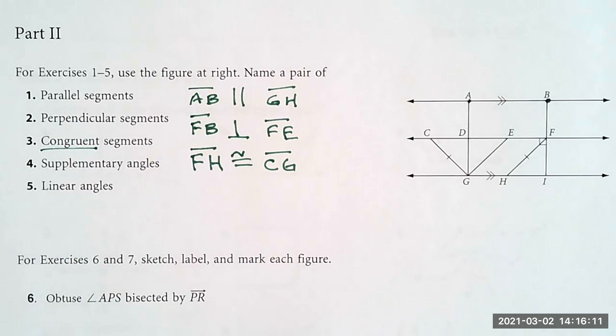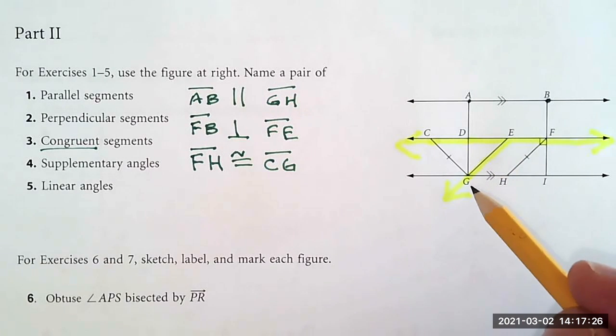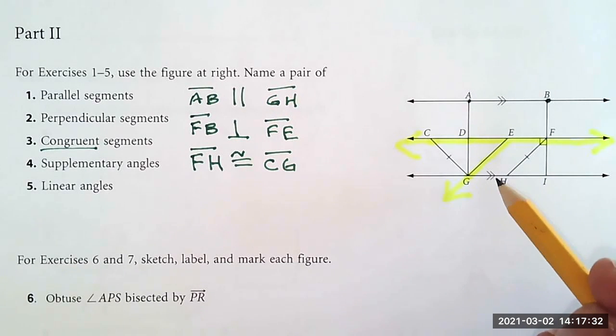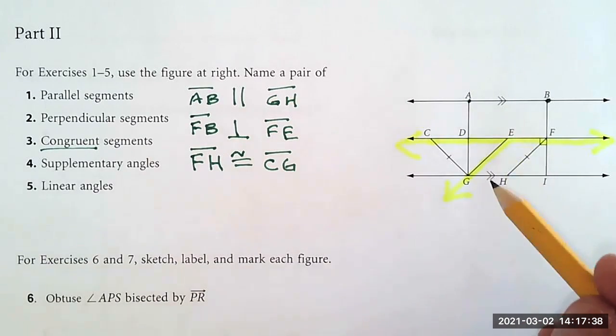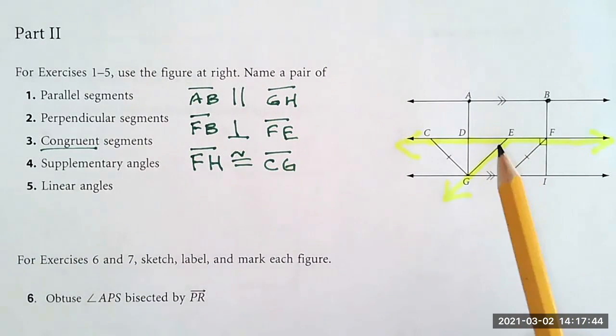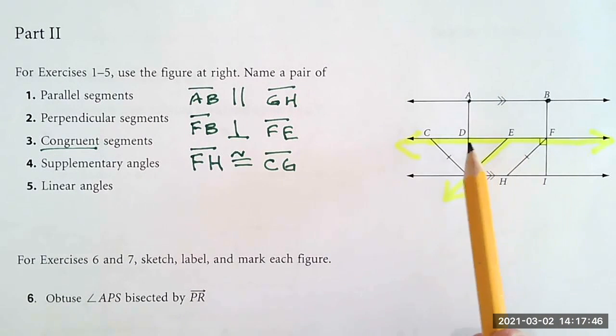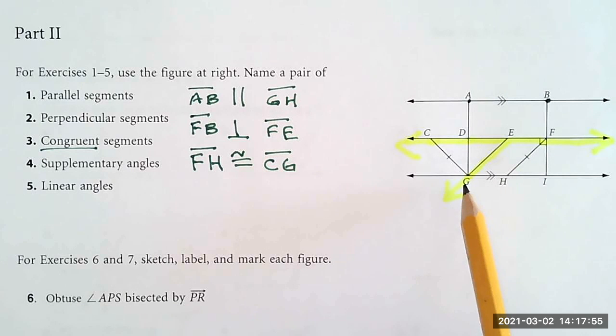Supplementary angles. Supplementary angles add up to 180 degrees. We have parallel lines, and as we get into other units, you'll be able to note that same side interior angles are supplementary, but in this case, the only 2 parallel lines we have here, and AG and BI act as transversals. A safer bet is just to use a linear pair, and here I've identified angle CEG and angle FEG as a linear pair. Those would also be supplementary.